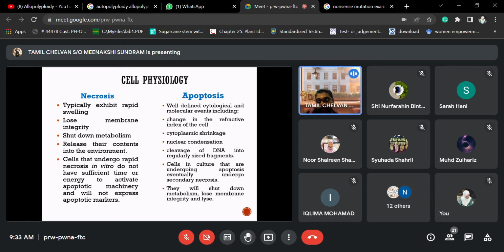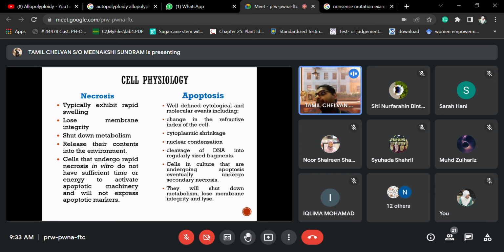Cells that undergo rapid necrosis in vitro do not have sufficient time or energy to activate apoptosis. So, dia tak boleh activate apoptosis dalam in vitro and will not express apoptotic markers. So, it will die macam tu lah.